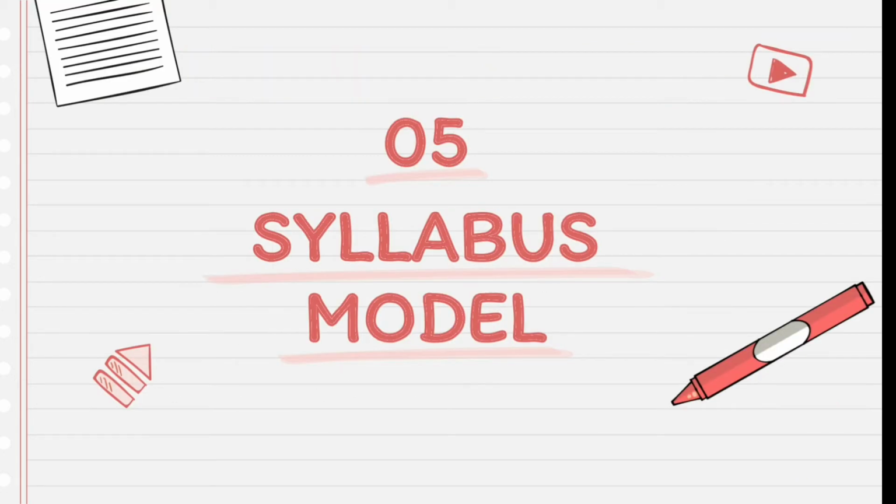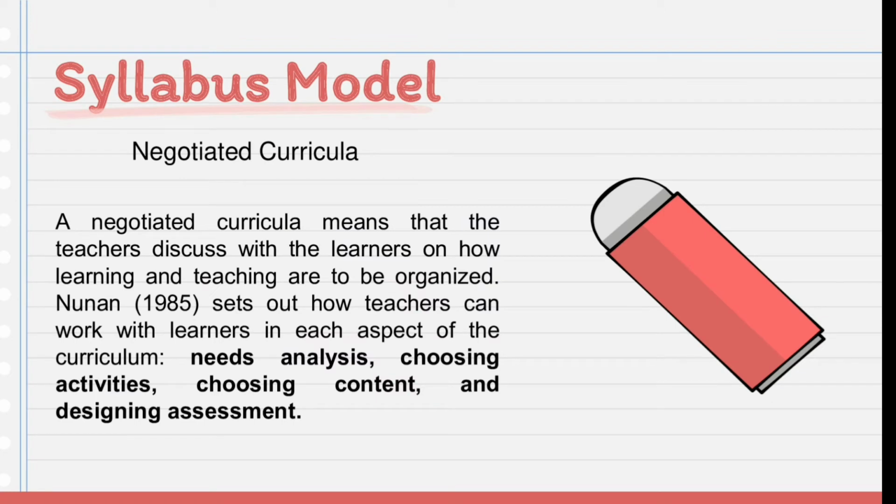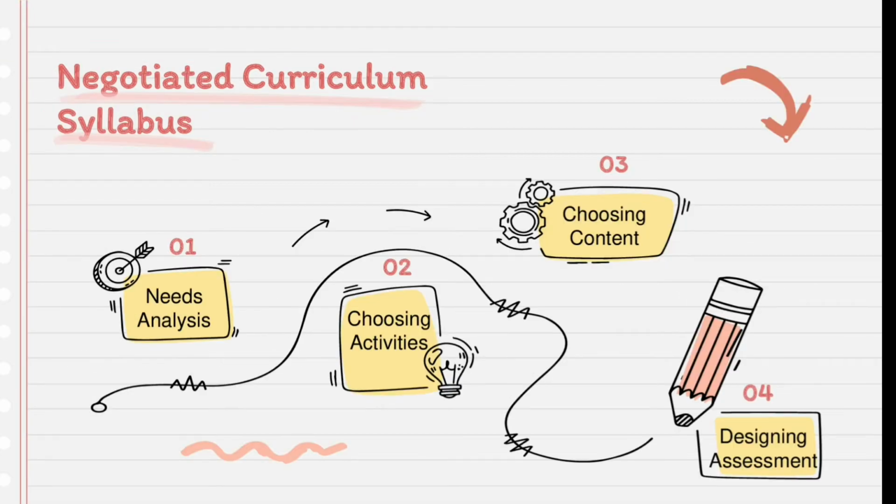Next is the syllabus model. The syllabus model in negotiated curricula means that the teachers discuss with the learners how learning and teaching are to be organized. Nunan sets out how teachers can work with learners in each aspect of the curriculum, and they are needs analysis, choosing activities, choosing content, and designing assessment. Here is an infographic of the negotiated syllabus model.